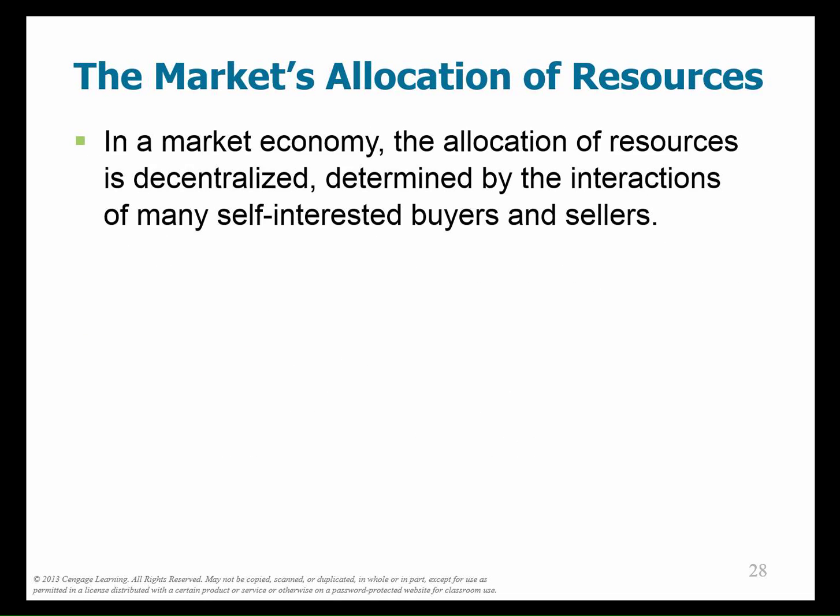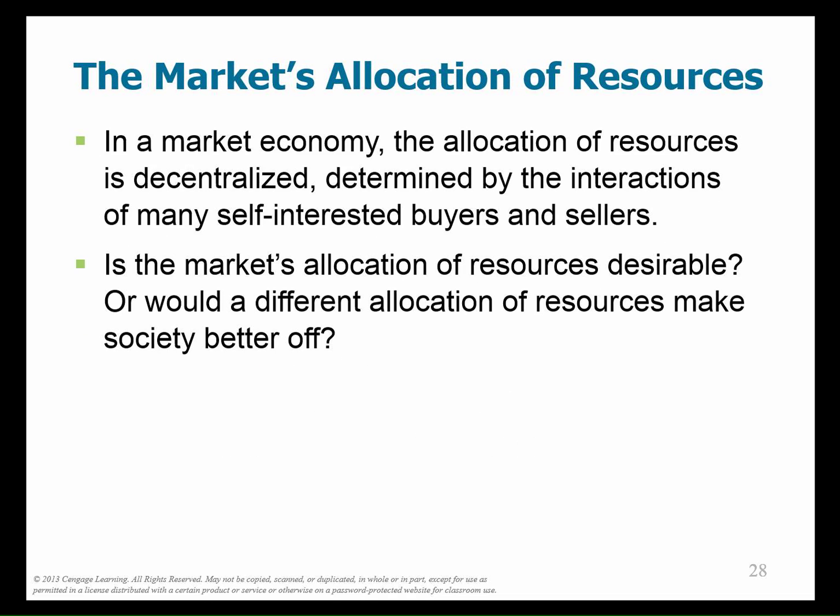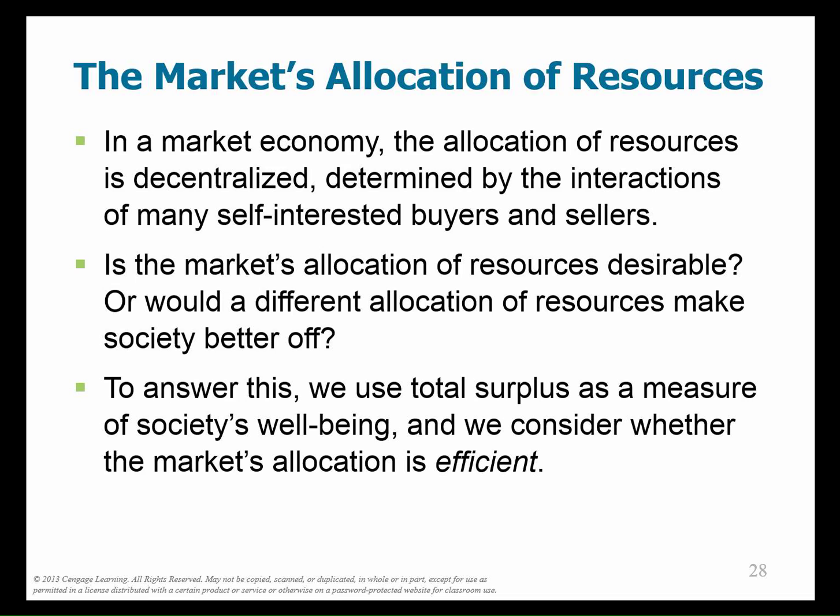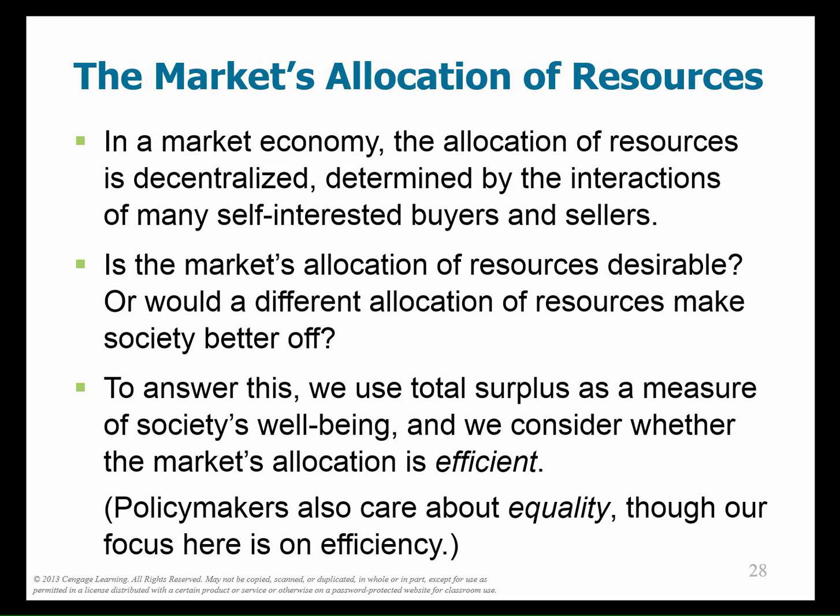Okay? So in a market economy, we just let people argue for the price, and the price and the quantity are the P and Q where the demand curve and the supply curve meet. We want to ask, is this the best that we could do? We're going to answer this question using total surplus, and we're going to call that efficient.